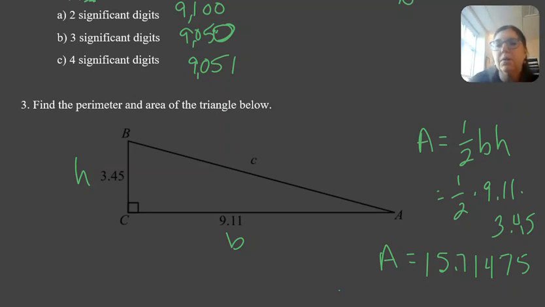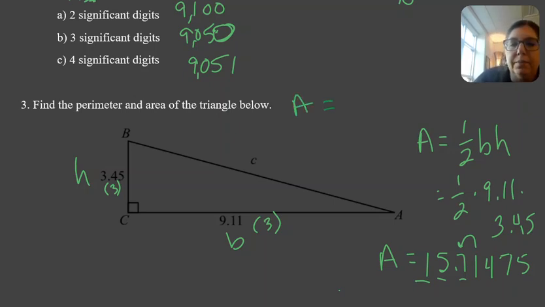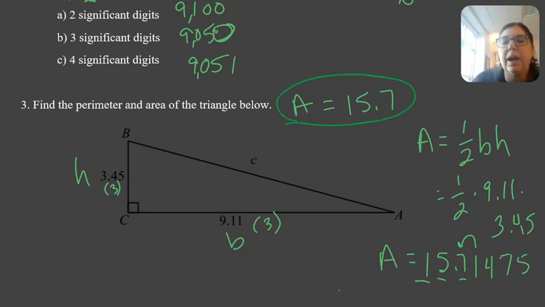Okay, so this area is based on significant digits. So we look at the numbers that were given to us. 3.45 has 3 significant digits. 9.11 has 3 significant digits. So that means you want to round your answer to 3 significant digits. So 1, 2, 3. We look behind it. 1 says to leave the 7 alone. So our answer for area is going to be 15.7, and I don't have what the units are, so we're just going to leave it at 15.7. So I was as accurate as the numbers that were given.